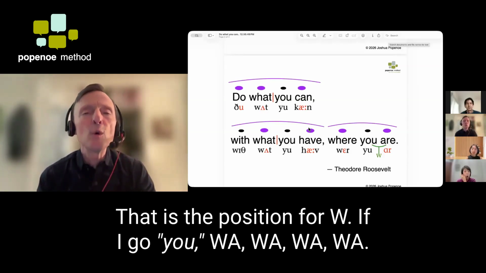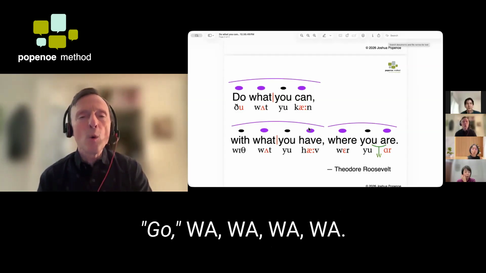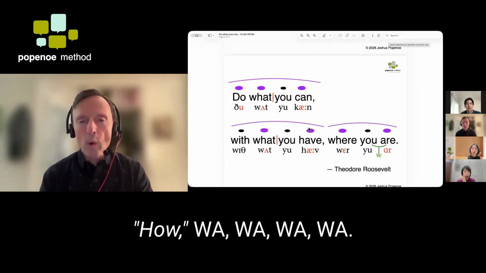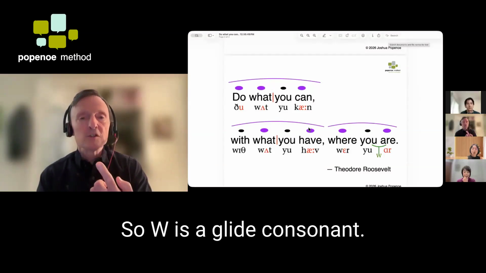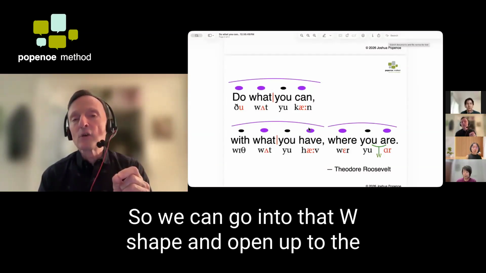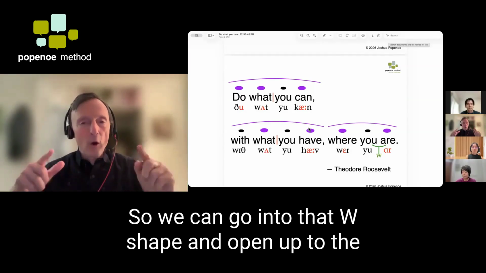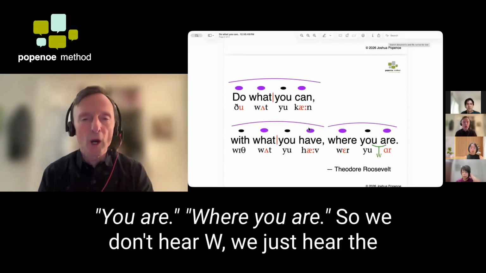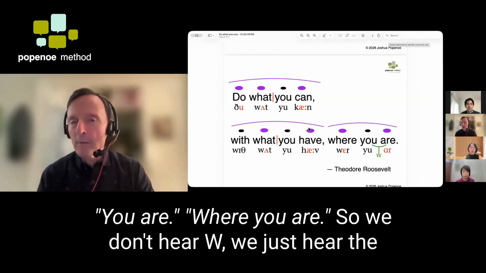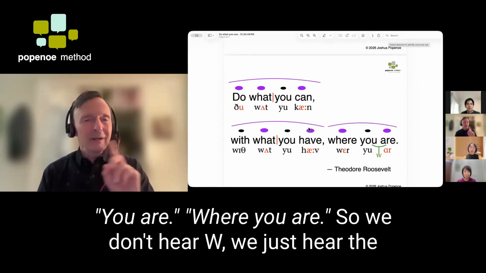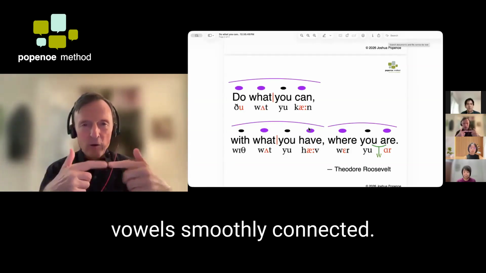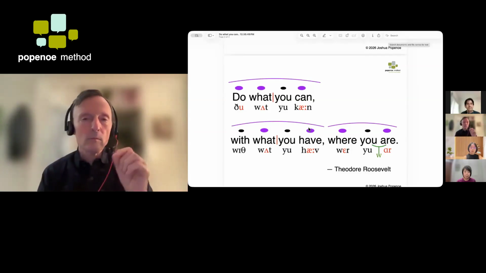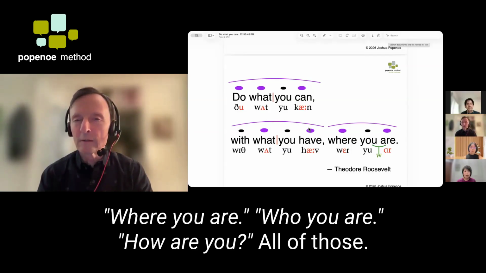If I go you, go, how, that's a W, right? So W is a glide consonant. So we can go into that W shape and open up to the next vowel without breaking. You are. Where you are. So we don't hear W, we just hear the vowels smoothly connected. Where you are. Who you are. How are you? All of those.